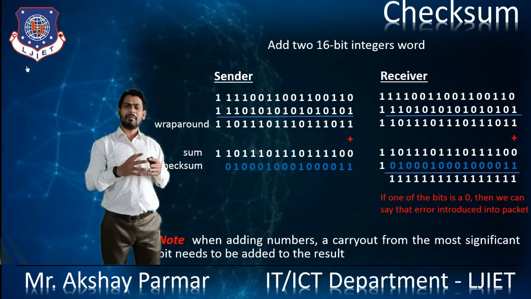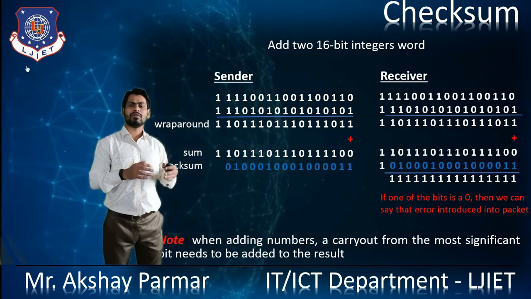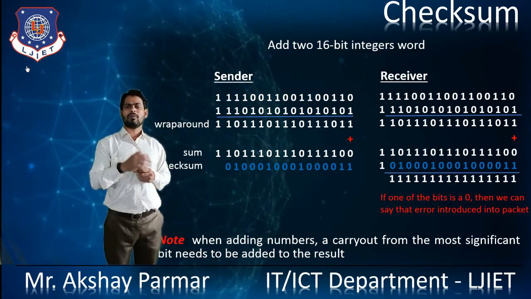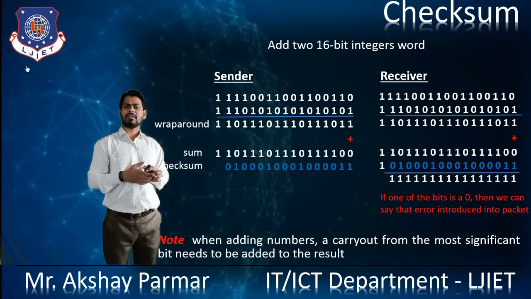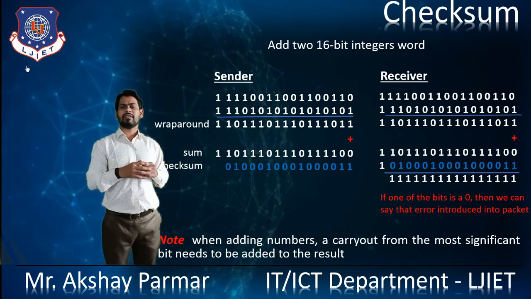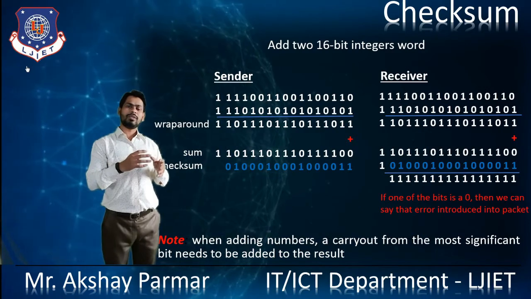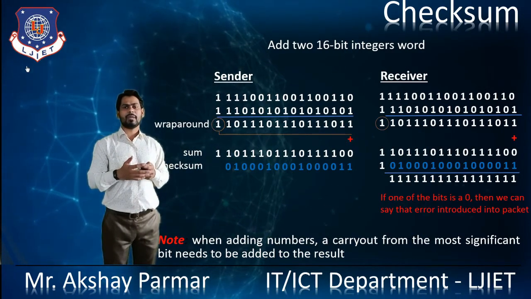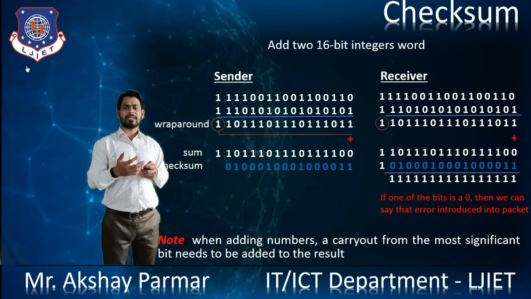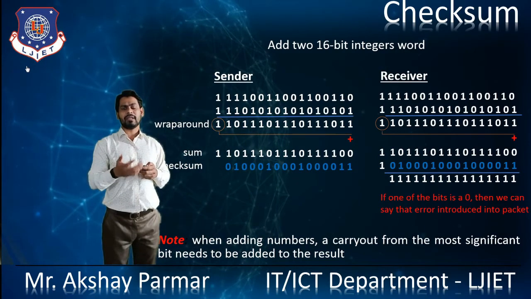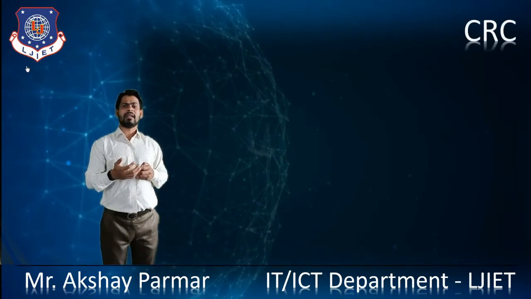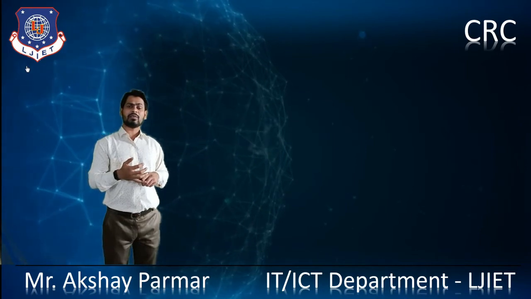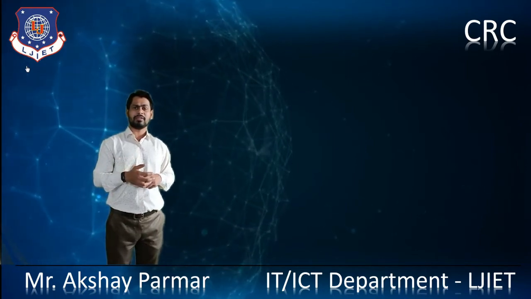Note: when adding numbers, a carry out from the most significant bit needs to be added to the result. So note down one thing: when adding the numbers, a carry out from the most significant bit needs to be added to the result. That's how the checksum works, the actual working of the checksum that we have seen. The checksum does not really work at the data link layer; rather, it works at the network layer and the transport layer first.